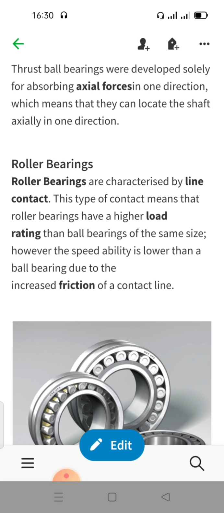Now come to roller bearings. Roller bearings are characterized by line contact. This type of contact means that the roller bearing has a higher load rating than the ball bearing of the same size. However, the speed ability is lower than a ball bearing due to increased friction of the contact line.